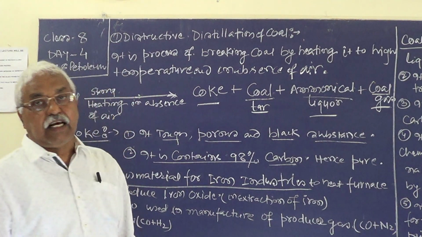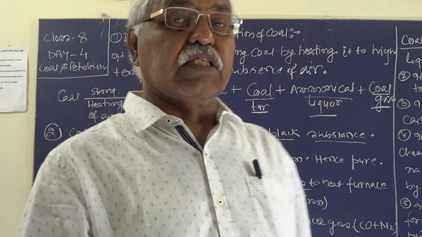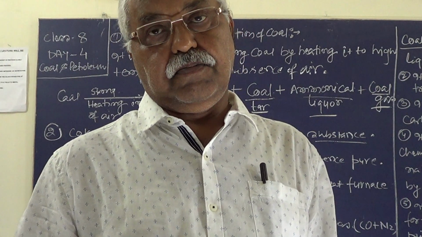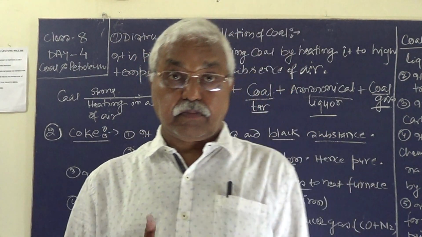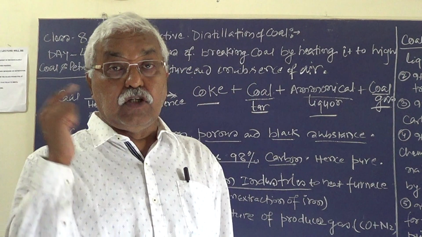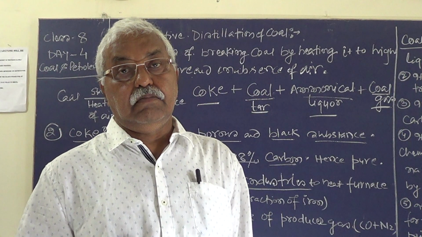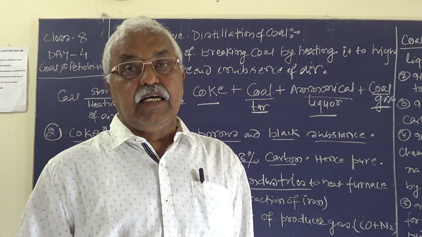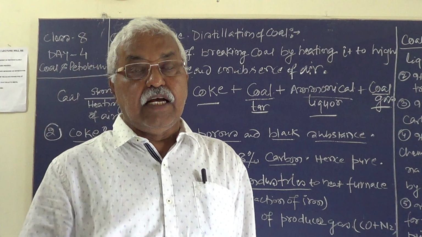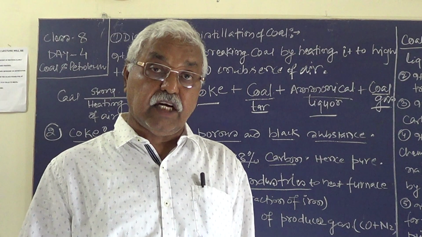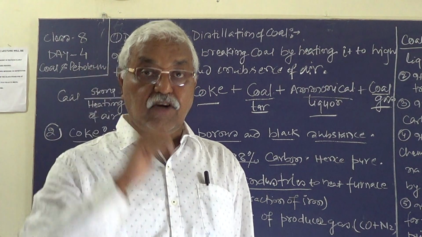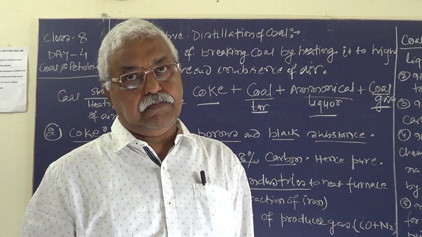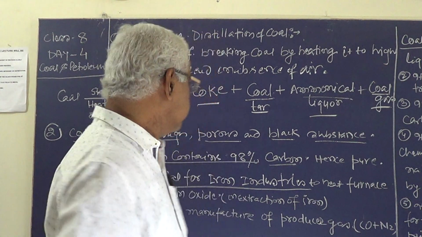How is it a raw material? Because coke is used in iron extraction industries, in the blast furnace. Why? It is used to provide the heat. Apart from the heat, in iron extraction it is used as a reducing agent. It removes the oxygen from iron oxide in the extraction of iron from iron oxide, in the reduction process.